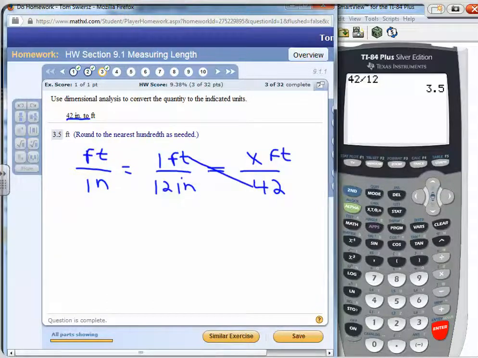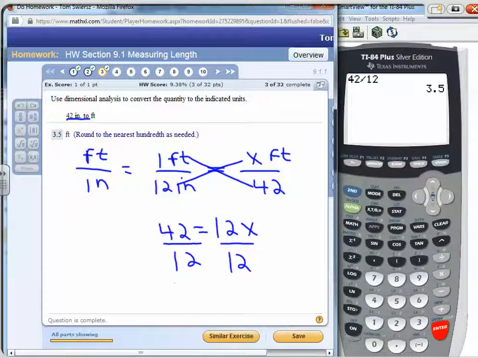Cross multiply, 1 times 42 is 42. 12 times x is 12x. So to solve for x, divide by 12, and we would get 42 divided by 12, which we did the same way in the other method, and we get 3.5. Okay? So if you want to set it up and solve it as a proportion, you can do these problems that way also.